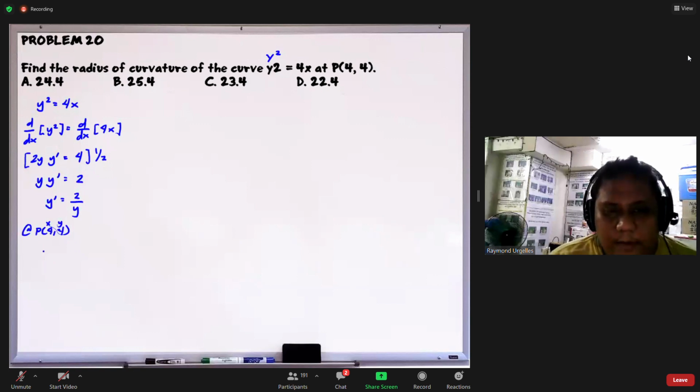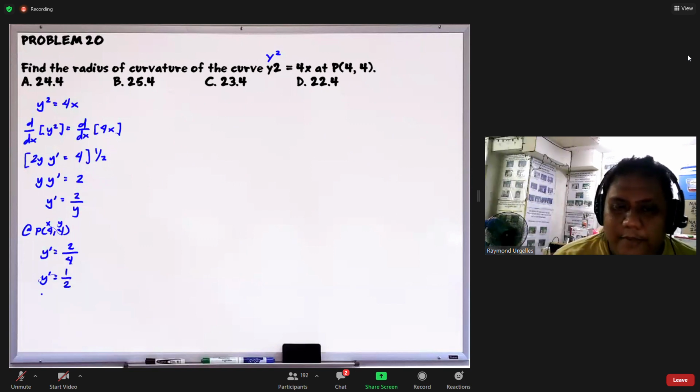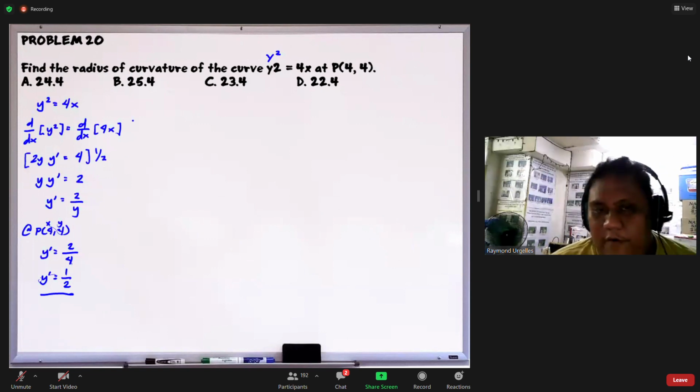So again, y prime will be equal to 2 divided by y, and our y is 4. So y prime will be equal to 1/2. So we now have the first derivative. Next, we need to solve for the second derivative.